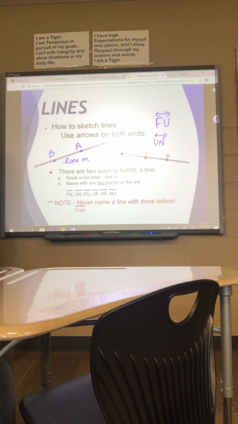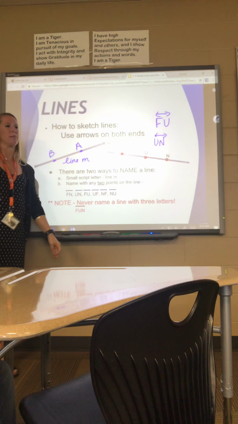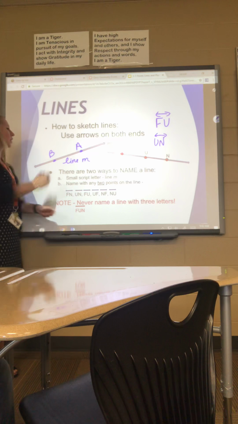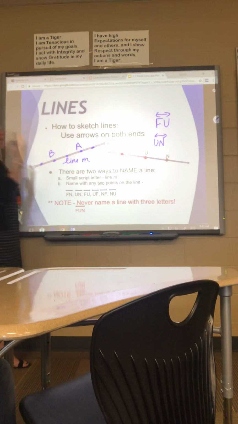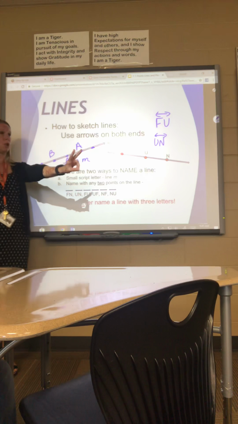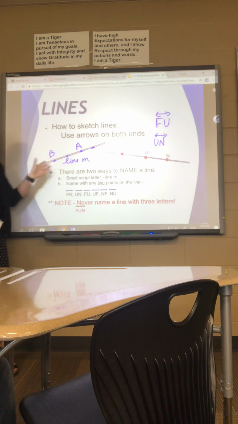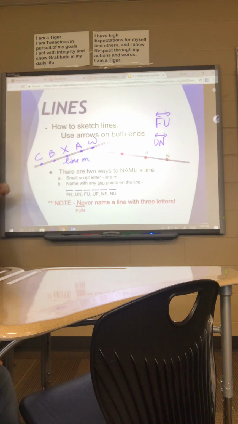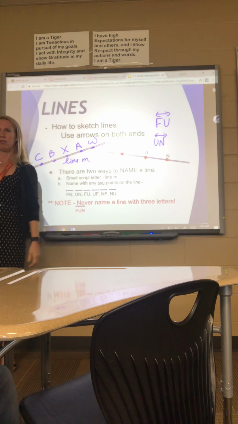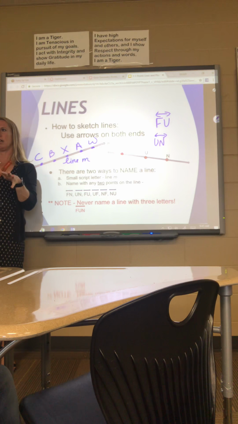Is it on that point? Just because I put 3 random points on there. A line has infinitely many points, but you just pick 2. So always name a line with 2. I wouldn't want to name that line CBXAW. Don't do that. How many letters do we pick?